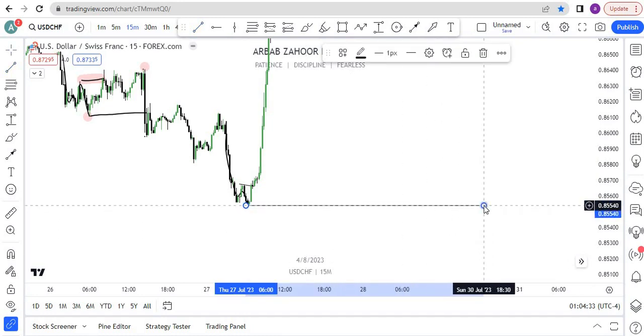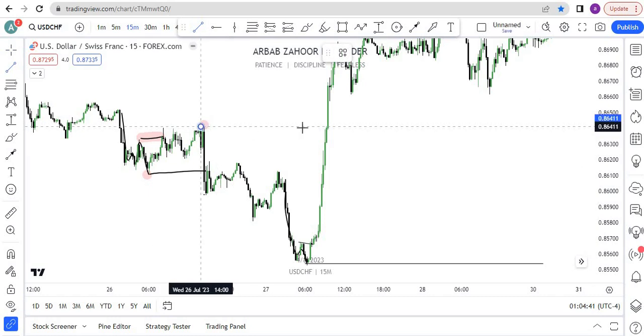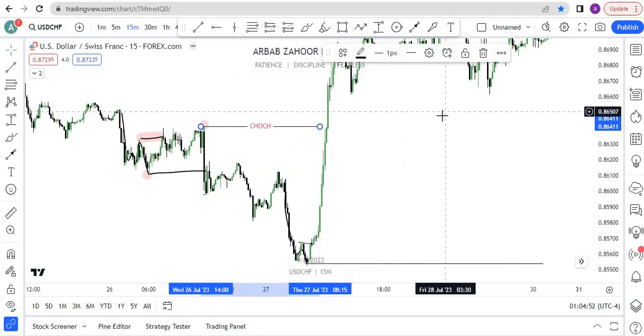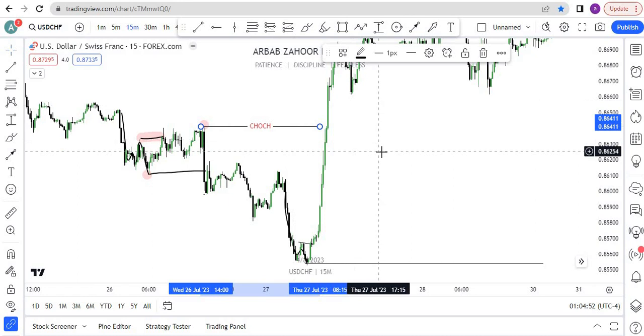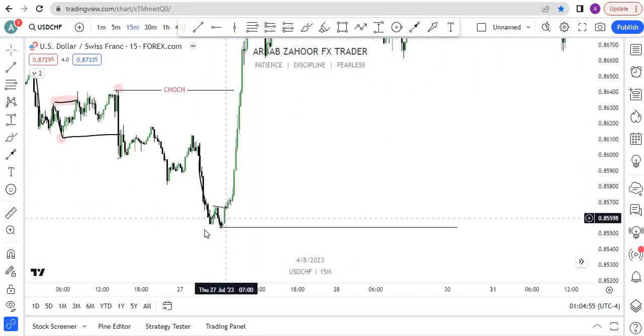As price is bearish, if price breaks and closes downside, it's called a break of structure, right? But the market did this, and if it closes above here, it's called a change of character. The market shifted with a change of character in 15 minutes. After the change of character, now our low is here.